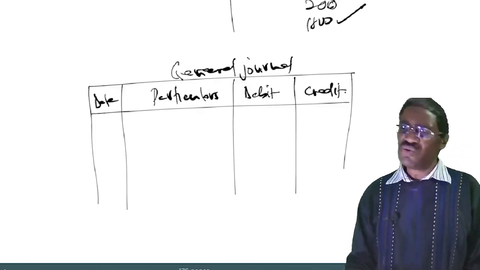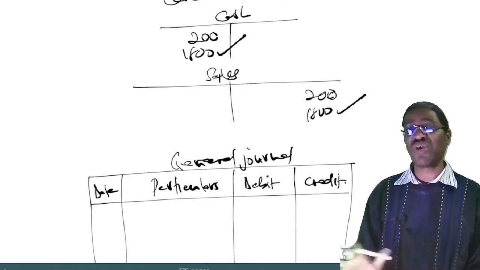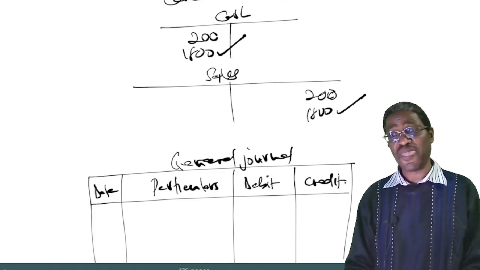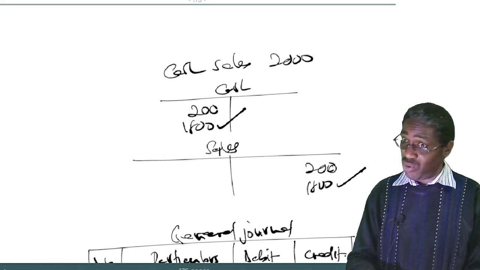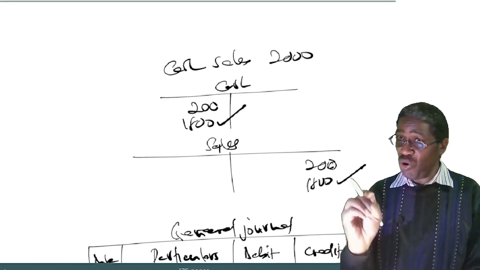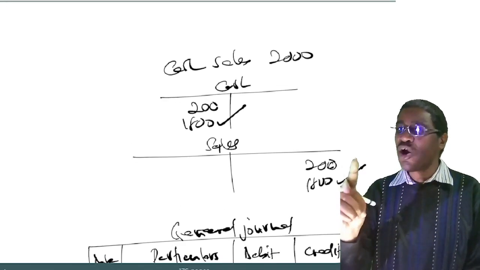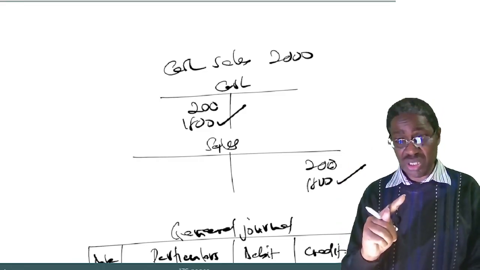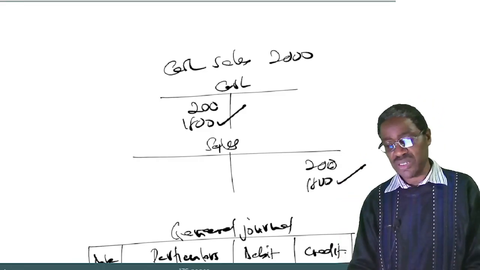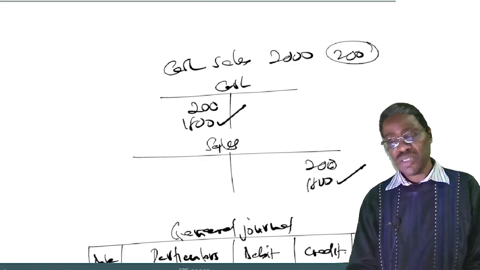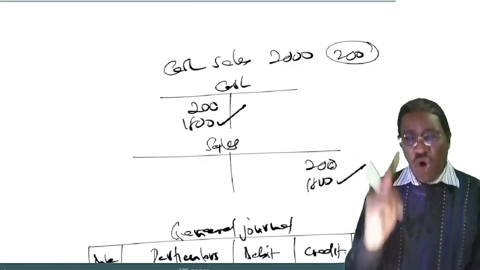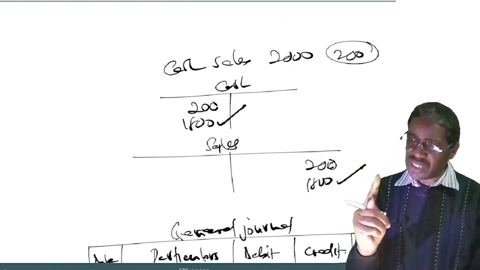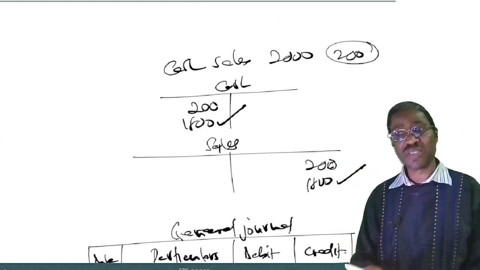So let us assume we want to correct this error that we have just committed. Are you seeing it there? The question tells us cash sales of shillings 2,000 were recorded in the books as 200.